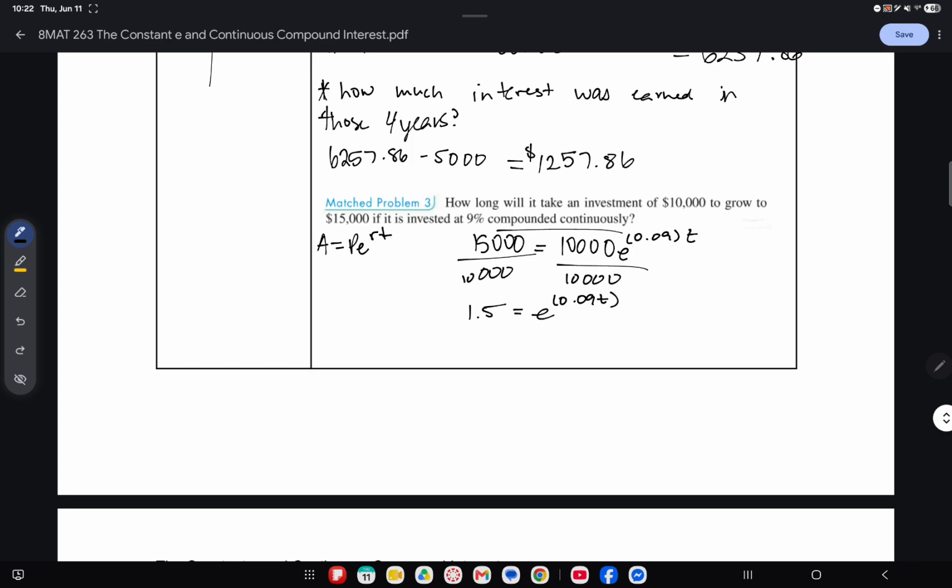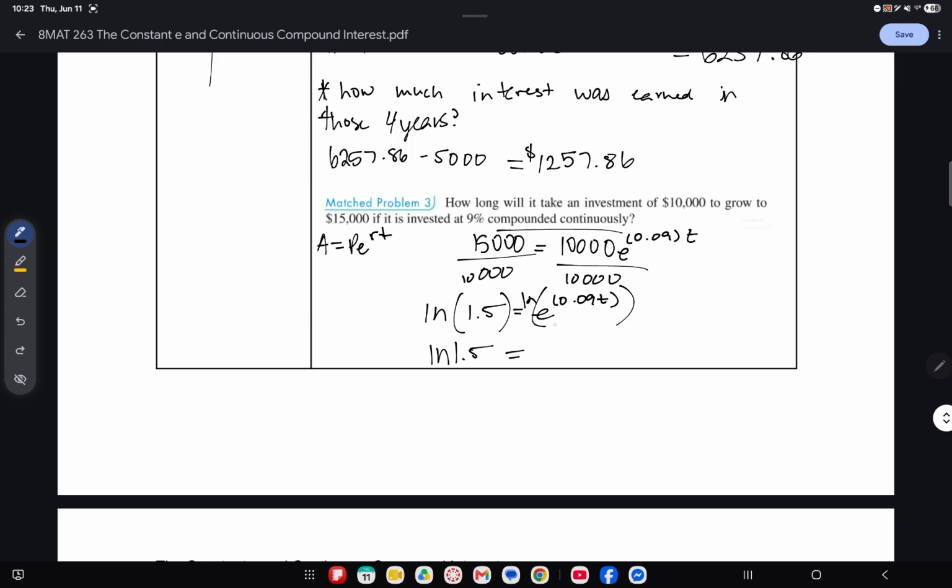Now I want to get that out of the exponent. So what I can do is take the log of both sides. And now I'm going to choose the natural log because I have a base of e. Remember, natural log is a log with a base of e. So I'm going to take the natural log of both sides. So natural log of 1.5. I'm going to leave that because it is a decimal, so that way when I plug it in the calculator, I'll just round at the end.